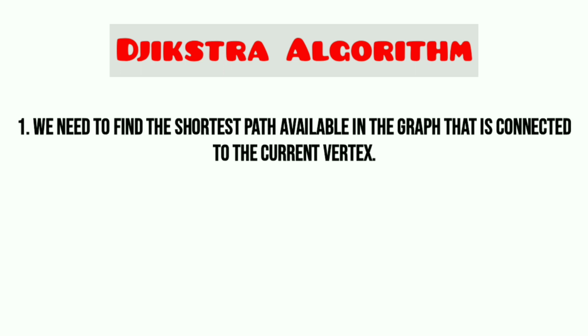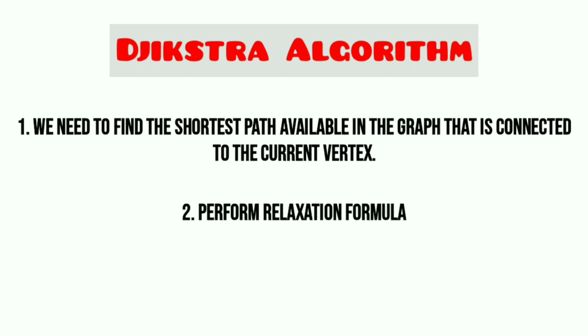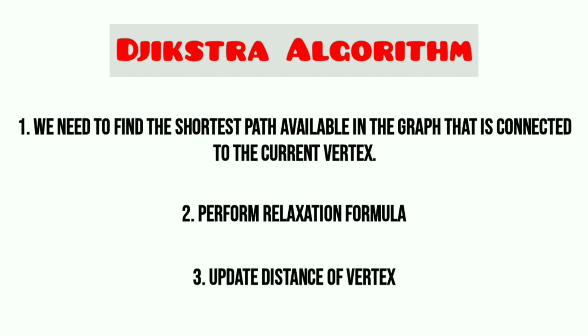To use Dijkstra's algorithm, there are 3 steps that we must follow. First, we need to find the shortest path available in the graph that is connected to the current vertex. Second, we need to perform the relaxation formula. Then lastly, we update the distance of the vertex.